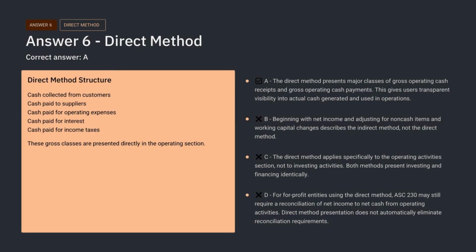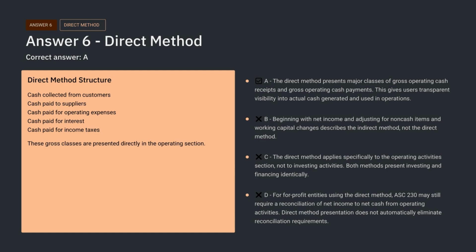The correct answer is A. The direct method presents major classes of gross operating cash receipts and gross operating cash payments such as cash collected from customers, cash paid to suppliers, cash paid for operating expenses, cash paid for interest, and cash paid for income taxes. Option B describes the indirect method, not the direct method.